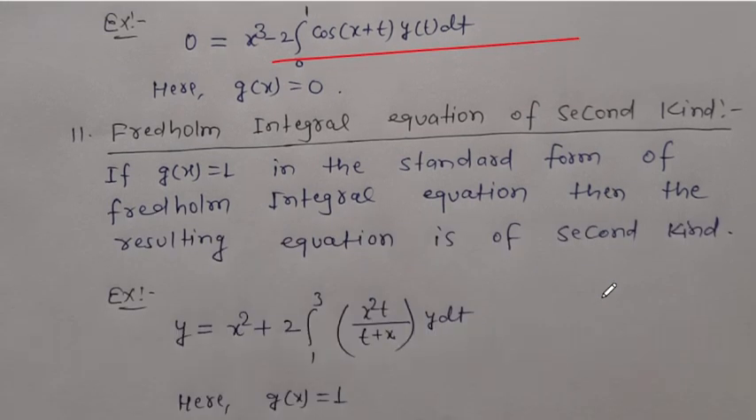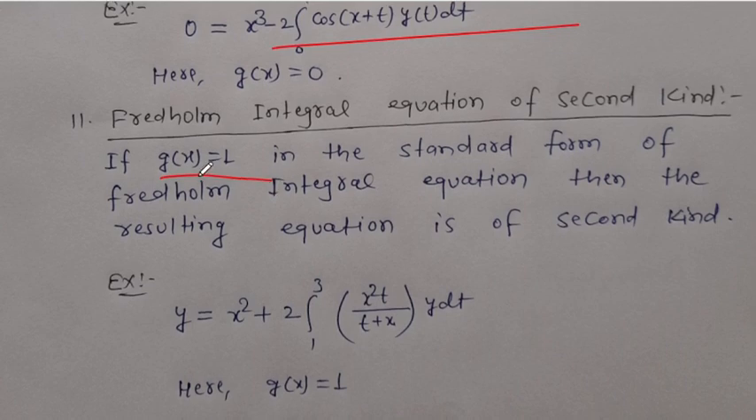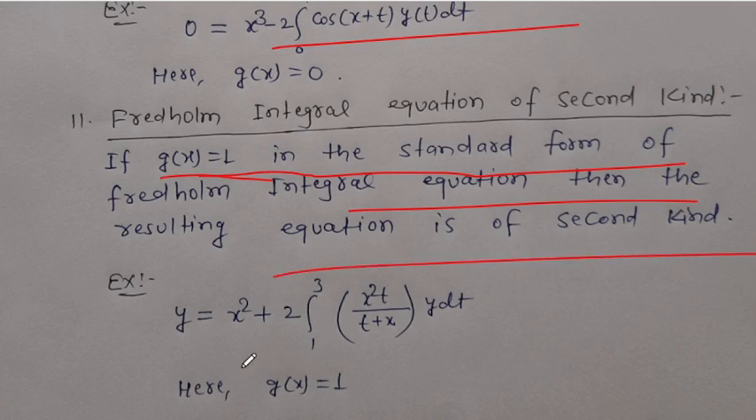Fredholm integral equation of the second kind is where g(x) is equal to 1. And there is also the Fredholm integral equation of the third kind, where g(x) is not equal to 0 and not equal to 1. Other than these two values, if g(x) takes any other value, then this is called a Fredholm integral equation of the third kind. If g(x) is equal to 1 in the standard form of Fredholm integral equations, then the resulting equation is called a Fredholm integral equation of the second kind.